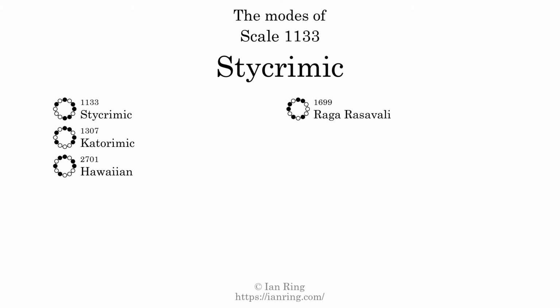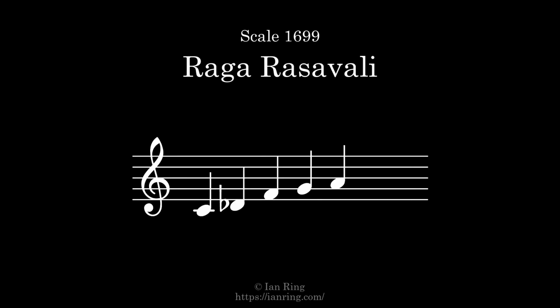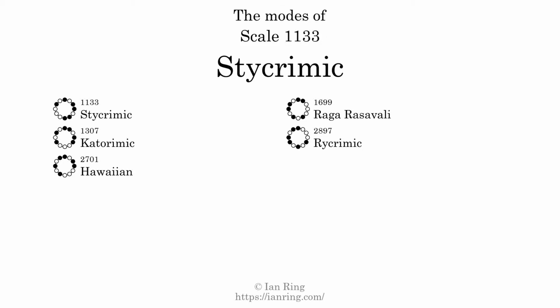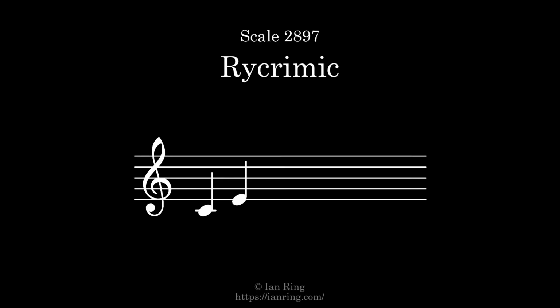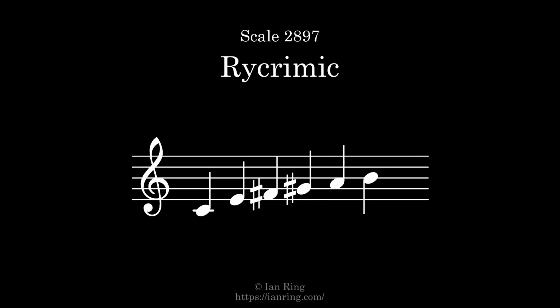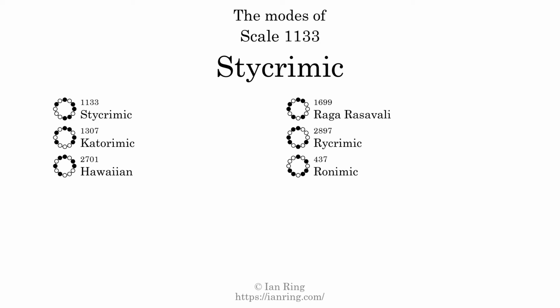The fourth mode is scale 1699, also known as Raga Rasavali. It sounds like this. The fifth mode is scale 2897, also known as Stycrimic. It sounds like this. The sixth and last mode is scale 437. Also known as Stycrimic. It sounds like this.